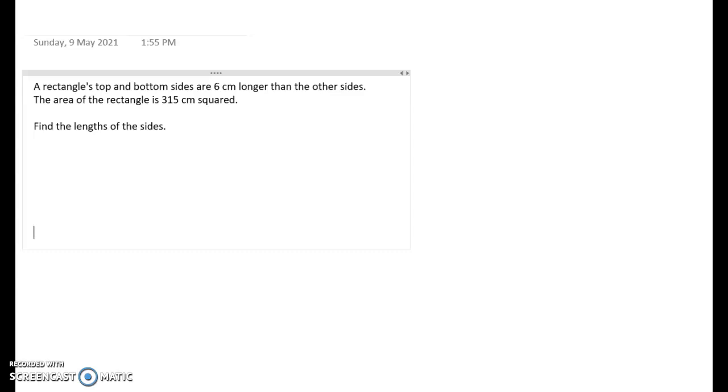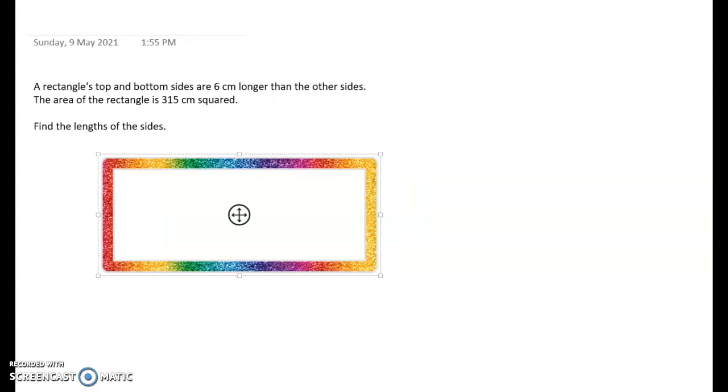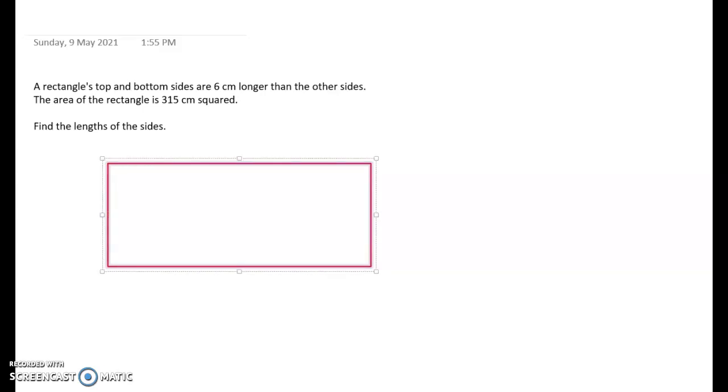So the first thing that I'm going to do is to draw a rectangle, except in my case I'm just going to do it like that. That was nice. And then I'm going to label some things. So we're told that the top and bottom sides are 6 centimetres longer than the other sides. So what I'll start by doing is labeling one of them as x. And you can either write let x be the short side, or you can just draw it on. So here's x. And we know that the top and bottom sides are 6 centimetres longer. So that side there is x plus 6, and so is this one down here.